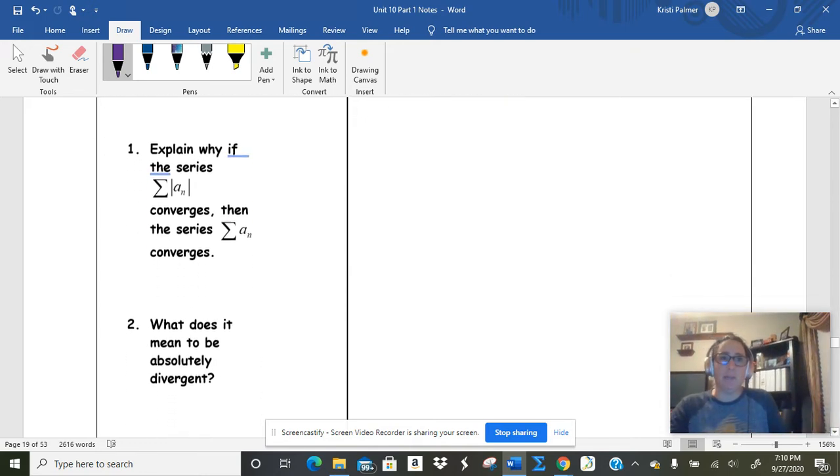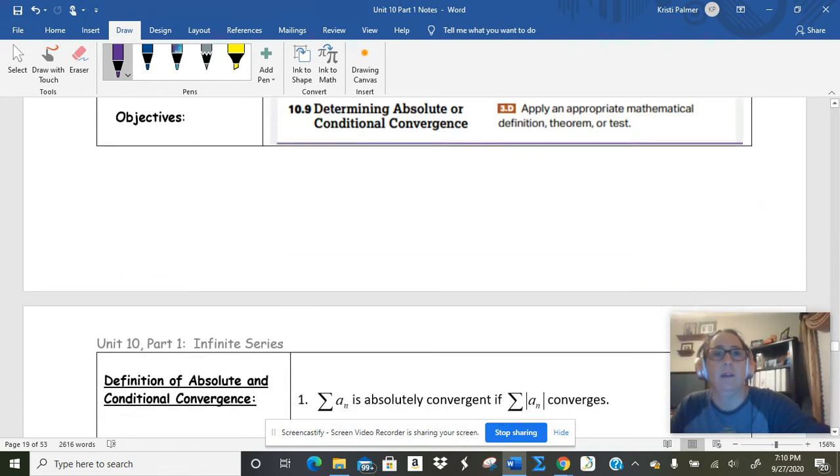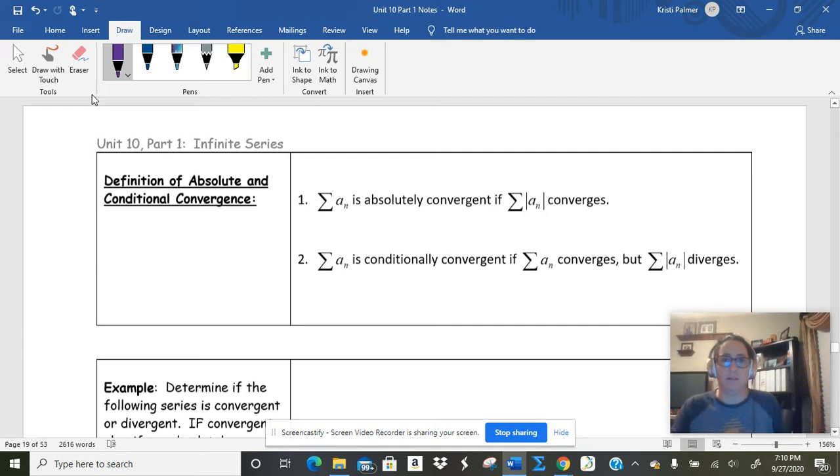So here it says, explain why if the series converges, then the series also converges. So what are we seeing here? We're seeing the absolute value bars, and that's what we're talking about when we get to absolute convergence. It means we're going to take the absolute value bars, get rid of any negative signs, and see if that series converges. Then we're absolutely convergent.